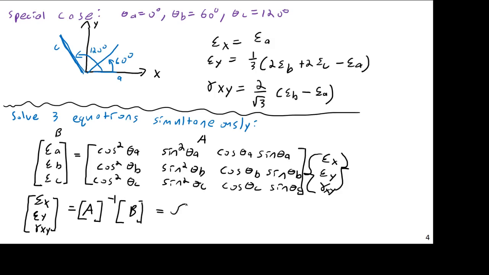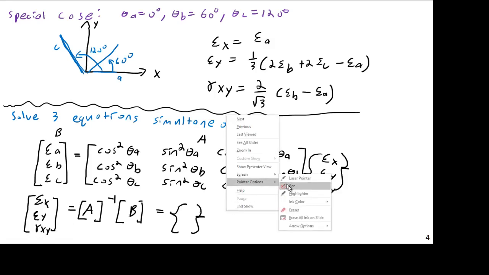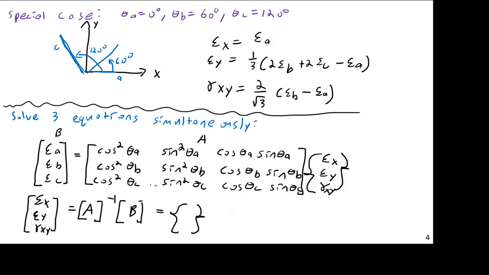And whatever you get there, that matrix, which corresponds to a single number for epsilon x, a single number for epsilon y, and a single number for gamma xy, that right there is the state of strain at a point. And of course, this is for 2D.